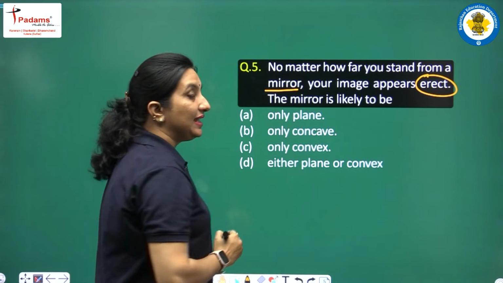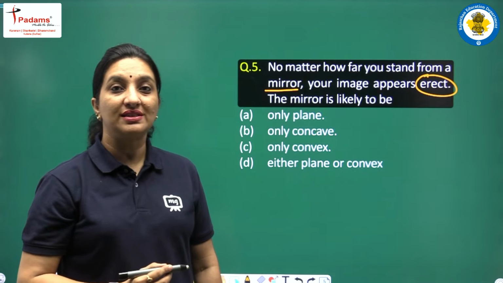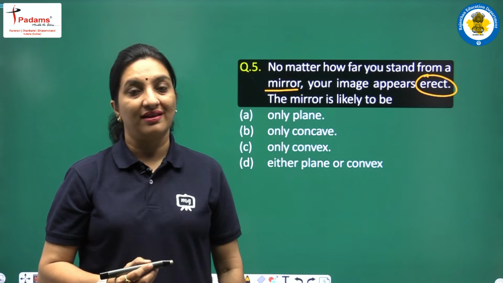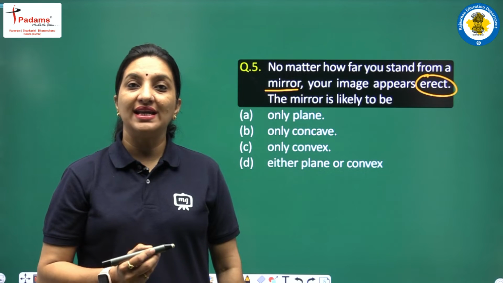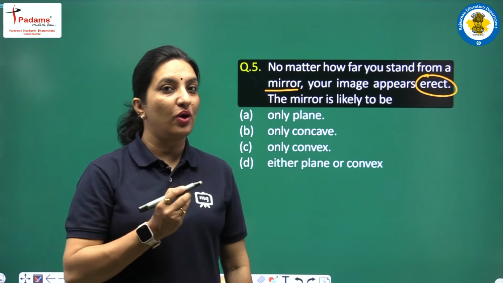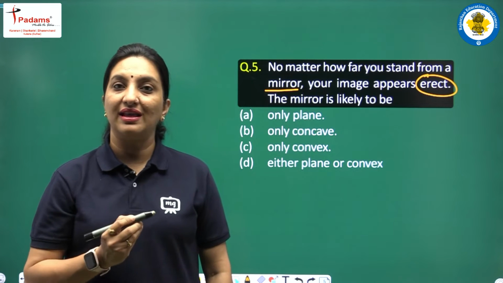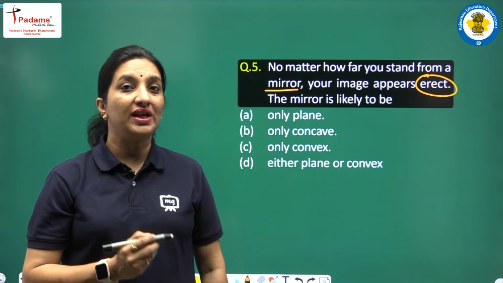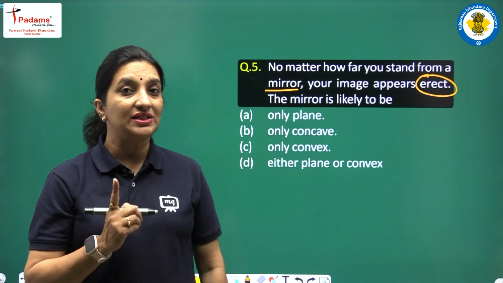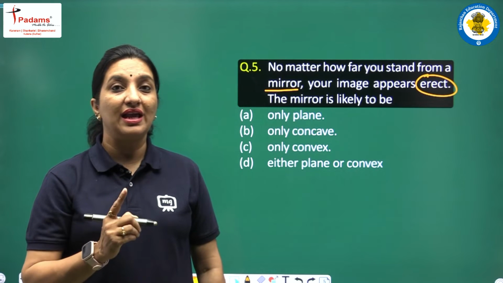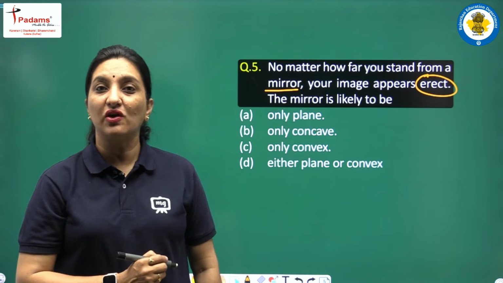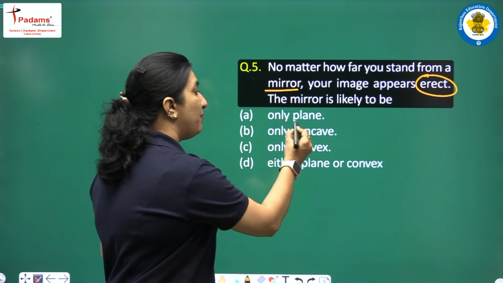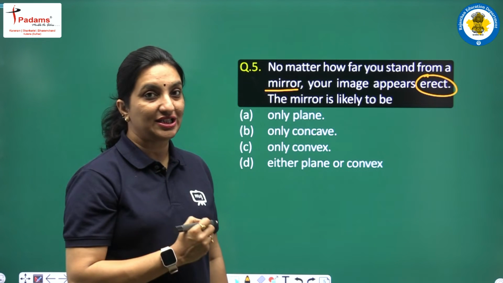The next question is, no matter how far you stand from a mirror, your image appears erect, the mirror is likely to be. Now here students, we are getting an erect image and it is a mirror. So now for getting an erect image, we must recall all the things which we have studied in our previous videos. So where do we get an erect image? So we get an erect image in case of concave mirrors, or in case of plane mirrors. So what we recall here is that in plane mirrors we get an erect image.